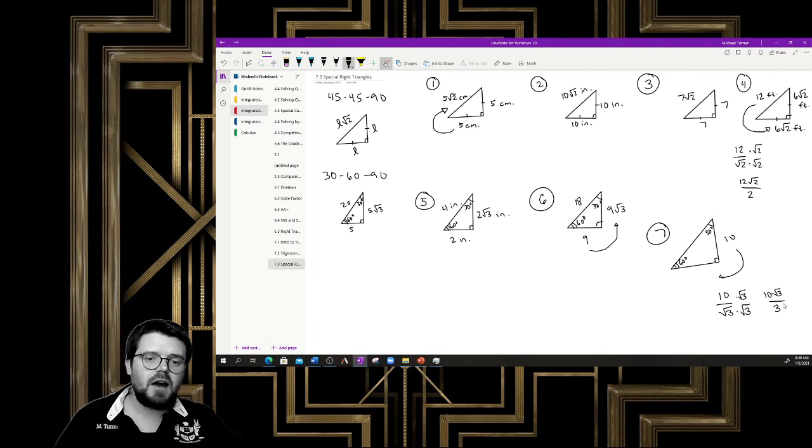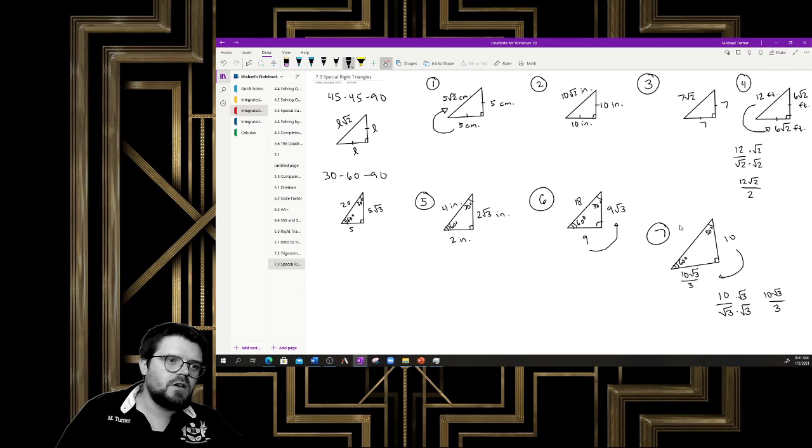If you can simplify, you need to. In this case, we can't because 10 and 3 don't divide evenly. So this would be 10 radical 3 over 3. And then to fill in the hypotenuse, take that short leg and double it, 10 times 2. My hypotenuse would be 20 radical 3 over 3.